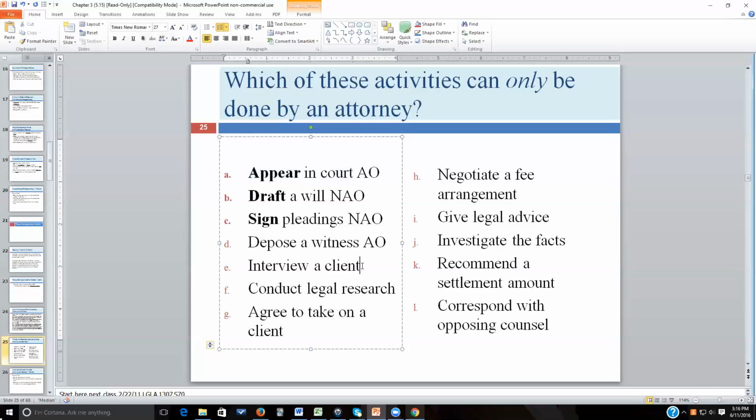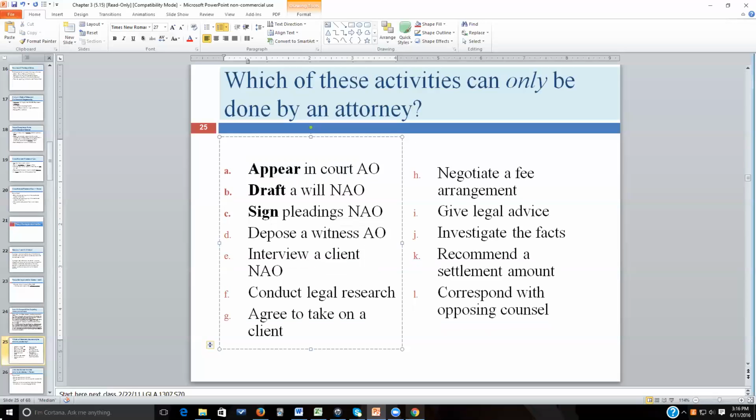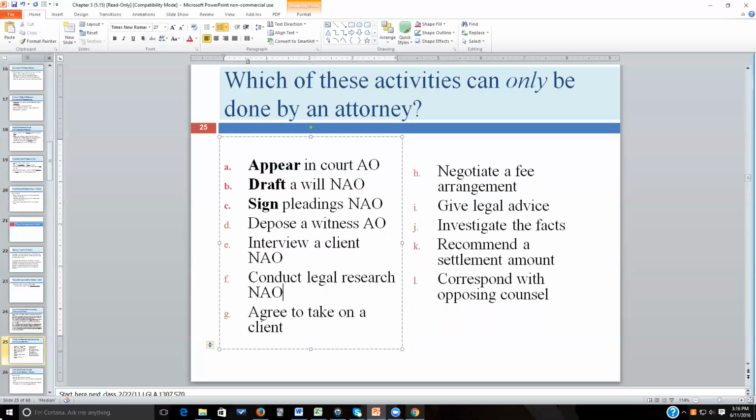Interview a client. This is not an attorney-only function. It is true that in certain practices, the attorney may choose to be the one who interviews the clients, but in many other practices, it's the paralegal who has that role, that primary role. Conduct legal research. This is not an attorney-only function.